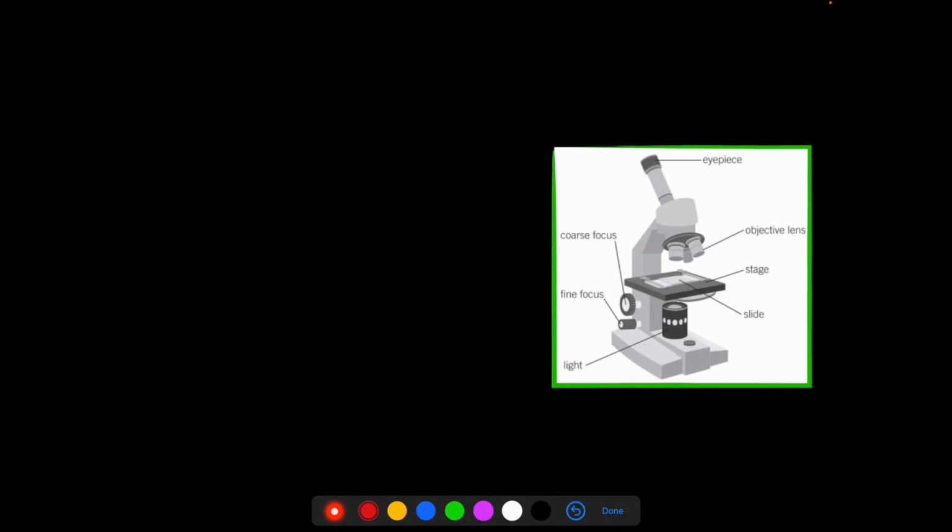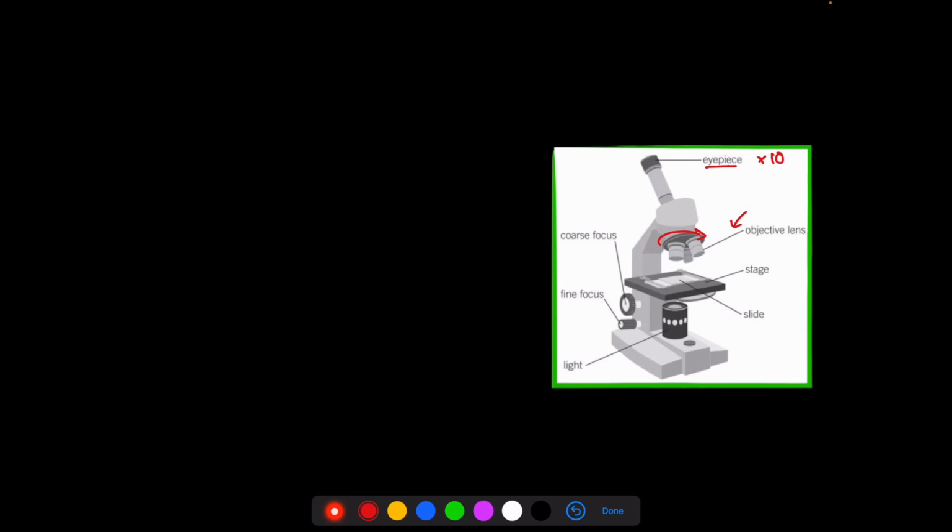So this is something called the eyepiece. Straightforward, it's what you look through. It usually has a fixed magnification that you can't change, of times 10 already. These are called the objective lens, and as you can see, there are 3 here. You can rotate them around and put what magnification you want. They have different magnifications.